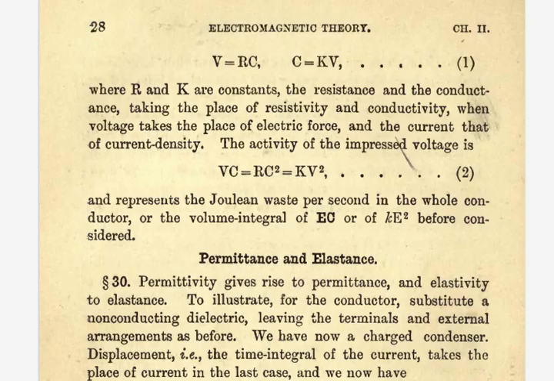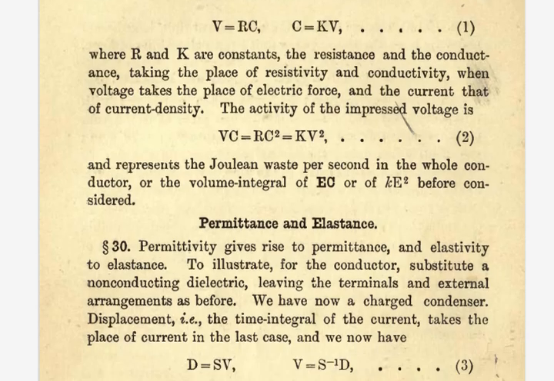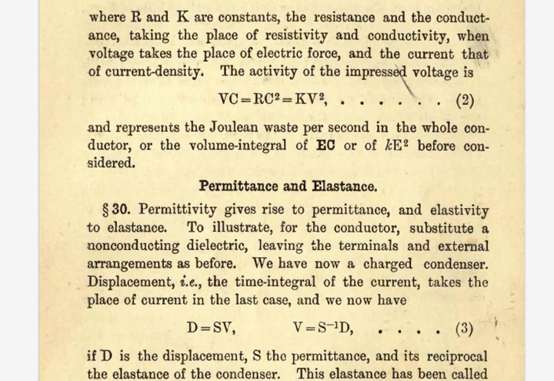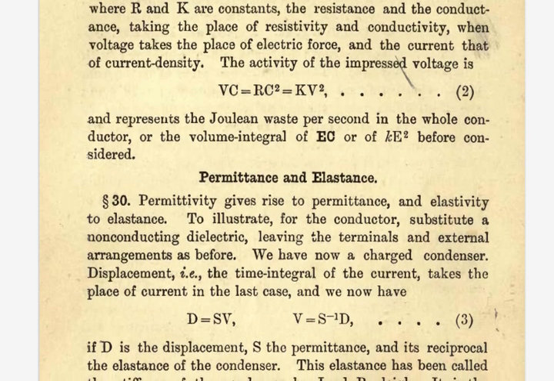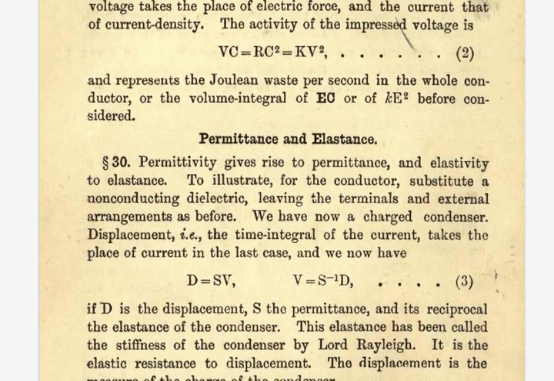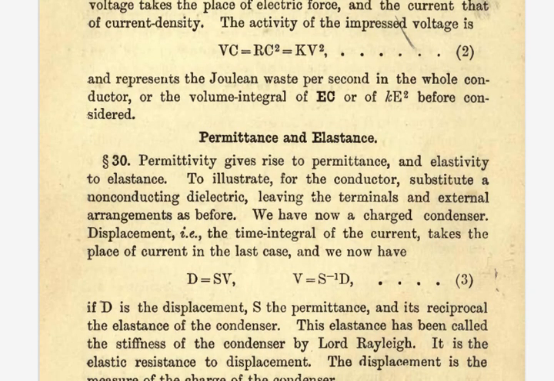The resistance and the conductance, taking the place of resistivity and conductivity, when voltage takes the place of electric force, and the current that of current density. The activity of the impressed voltage is VC equals RC squared equals KV squared, and represents the Joulean waste per second in the whole conductor, or the volume integral of EC or of KE squared before considered.